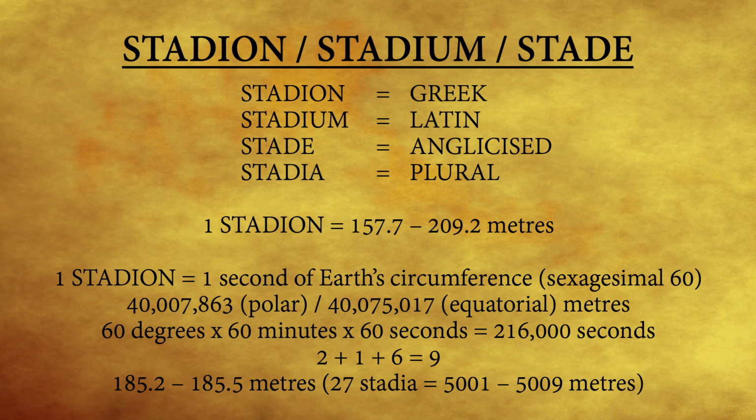Some people have hypothesized that the origins for the stadion could actually be 1/2 of Earth's circumference, but this would be using the sexagesimal or 60-degree circle rather than the 360-degree circle. The polar and equatorial circumference of the world is slightly different, so this will give us two different answers for the stadion, but it would be between 185.2 and 185.5 meters if this hypothesis is correct.